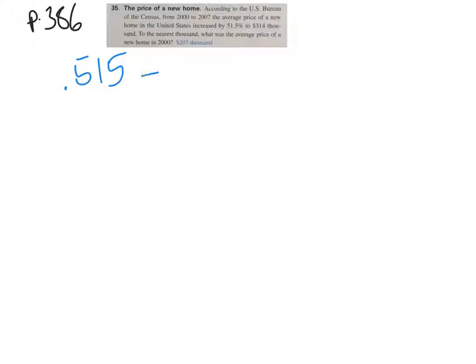So our percent of increase equals new amount, which is 314,000. We'll just use 314. Minus the original amount, which is what we're after, right? Because the original amount in this case is the amount in 2000. And it's divided by the original amount. Alright, so again, let me just point this out to you. Percent of increase equals new amount, which is the amount in 2007, which is 314,000, minus the original amount, which is the amount in 2000, which is what we're after, divided by the original amount, again, the amount in 2000. So this is a pretty basic equation.